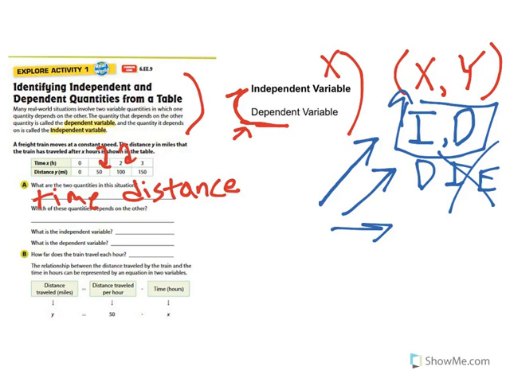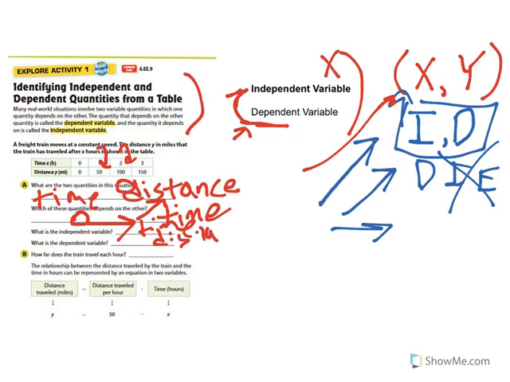This next question is important. Which of these quantities depend on the other? So it goes back to our equation, right? What's the independent? It is time, x, all right? The more time that you travel, the more time that you're in the train, the farther distance you're going to go. Another way to look at it: if you don't travel any time, you're not going to have any distance. So the distance depends on the time. That means the time is the independent variable. All right, so time is independent, dependent is distance.